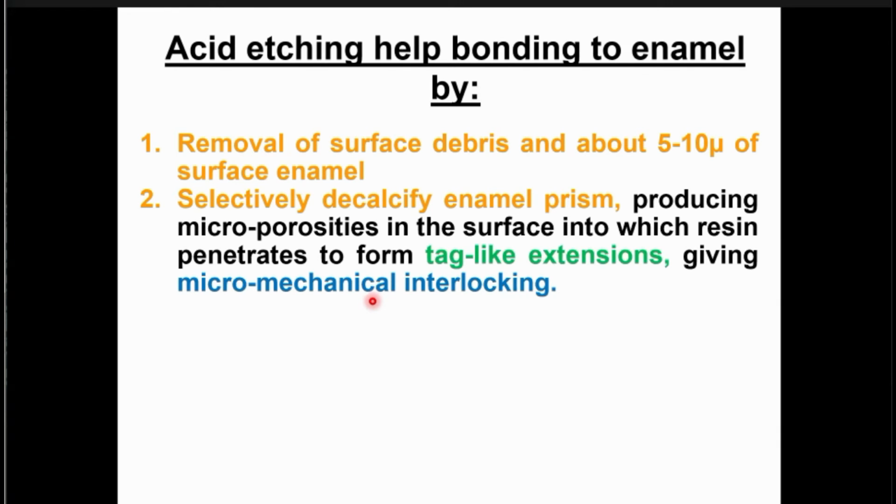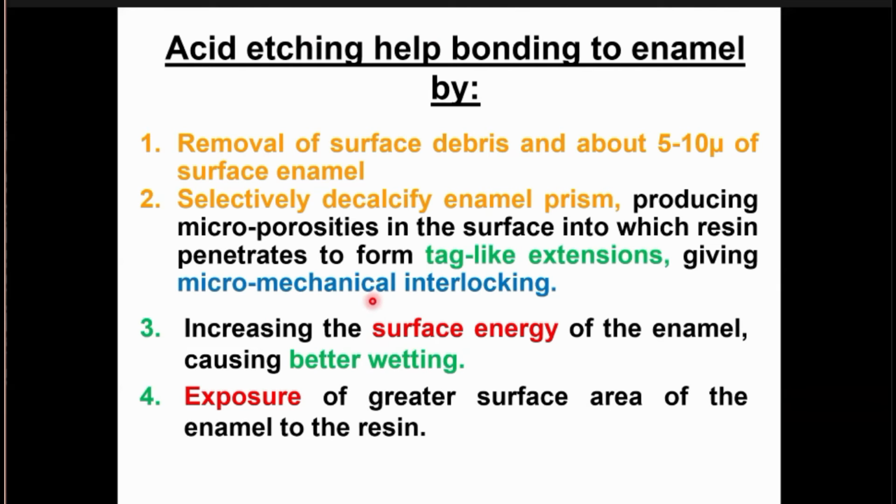So how does acid etching help us? I already explained this all. Removal of surface debris, so we can remove all contamination. We can remove and decalcify prisms. Decalcification means we remove some of the minerals from enamel and make some pores on the surface. So through these pores, the material will flow inside and lock. This is why we use the term micromechanical interlocking, because these tags grow inside those pores and lock the surface.